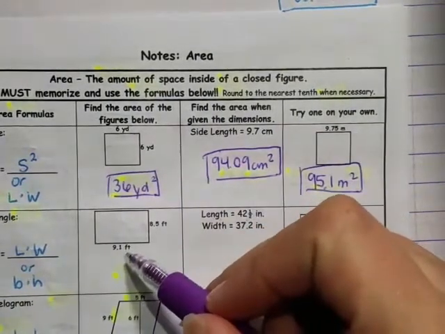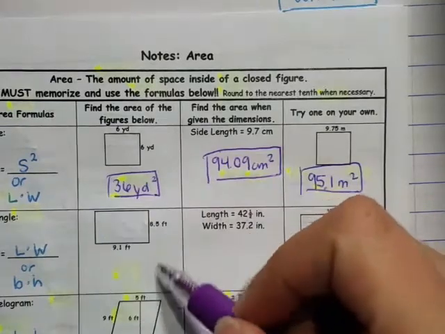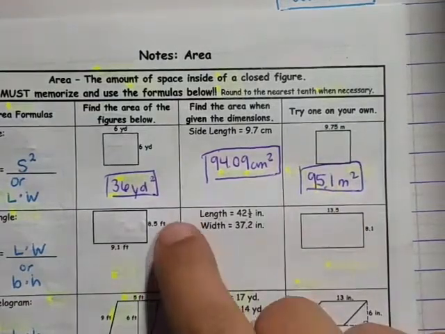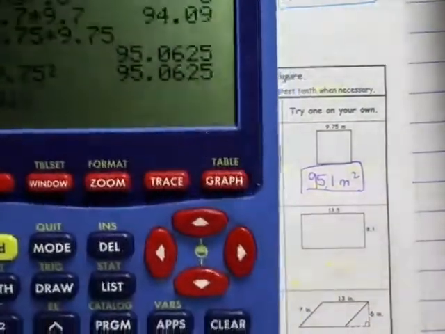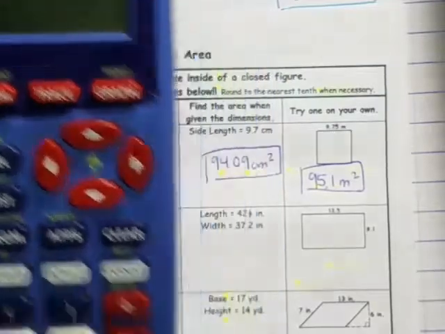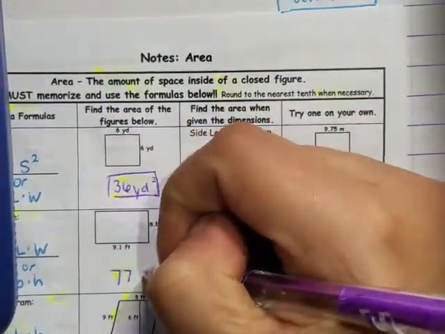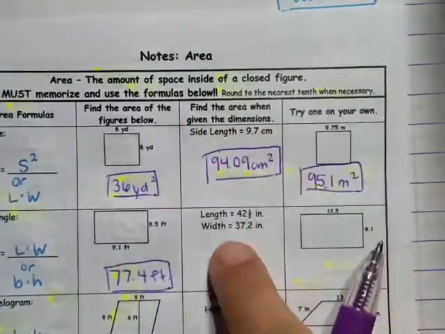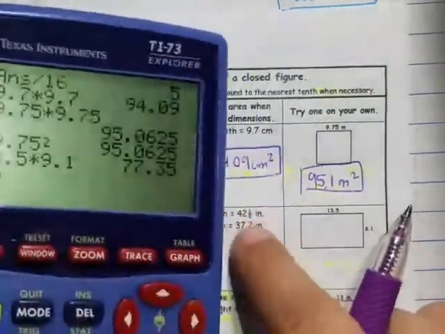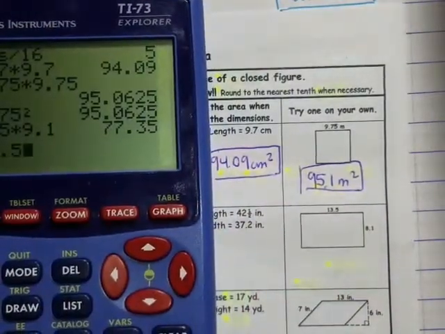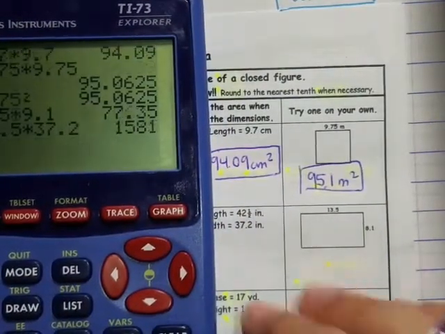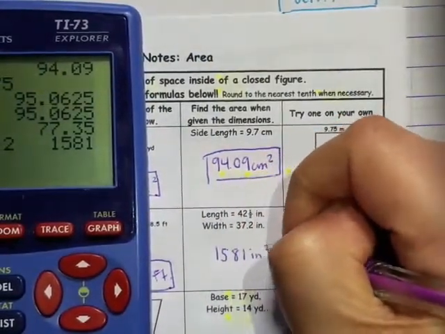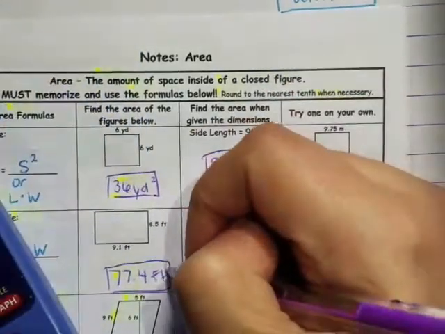So rectangles, same idea as the square, it's just your two lengths are going to be different. So we're just going to multiply 8.5 times 9.1, and you get 77.35. So I'm going to round that to 77.4. And then here, you've got your length and your width, so 42.5 times 37.2, and I get 1,581 inches squared.